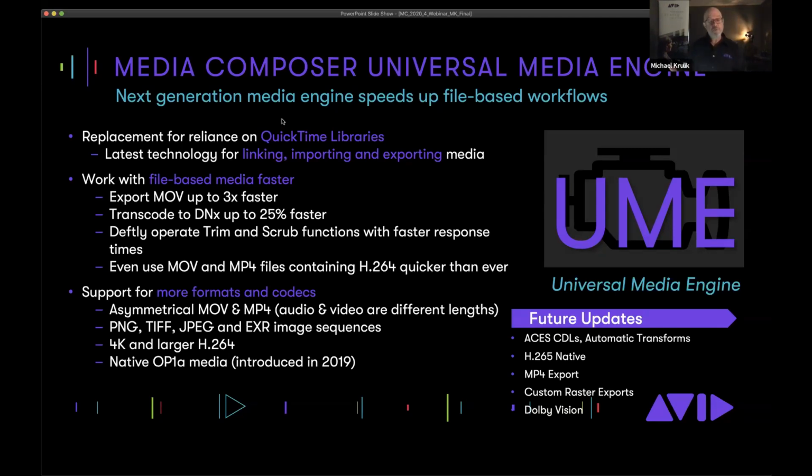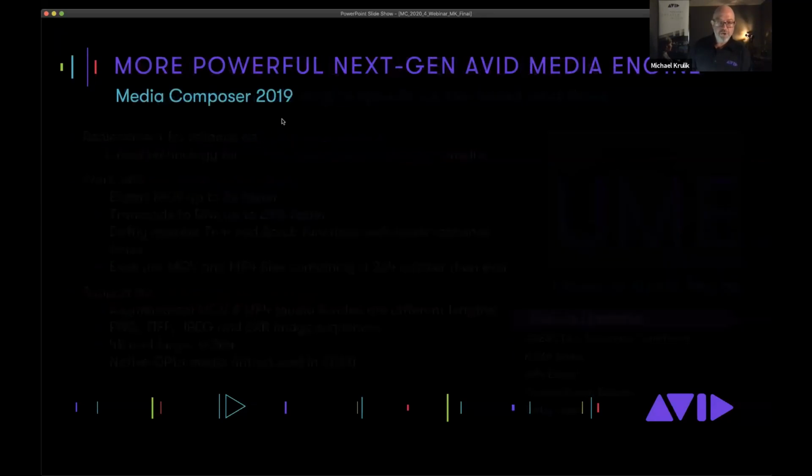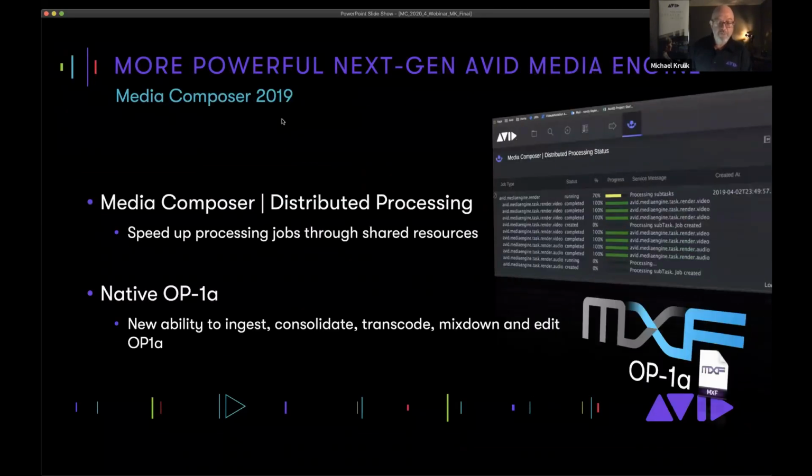So moving forward, UME is designed to help you with more format support and overall functionality. That's really important. Now, this also includes things like our distributed processing. Distributed processing allows you to offload processor-intensive tasks, like renders and transcodes, to unused computers at your studio or facility. So again, a lot of great technology around UME.